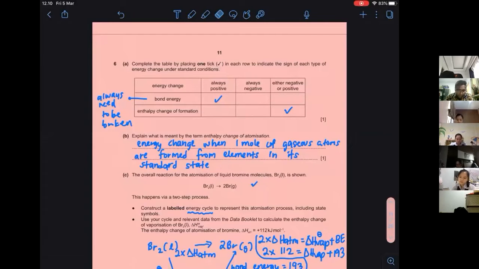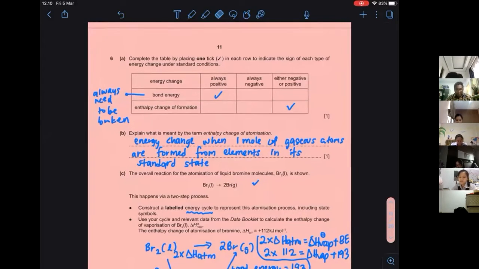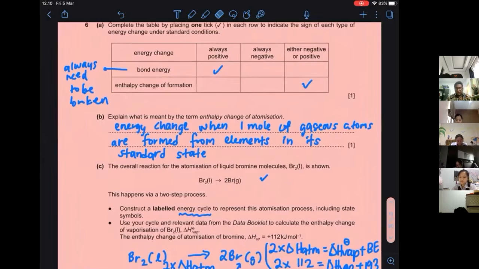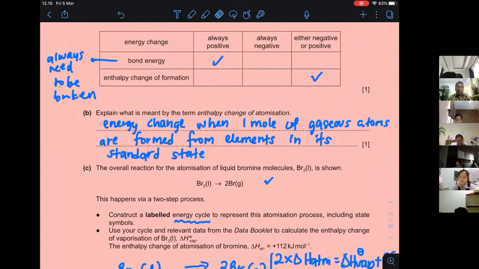Now for question number 6: complete the table by placing one tick in each row to indicate the sign of each type of energy under standard conditions. Here we can see the bond energy. You need to break bonds, so bonds always need to be broken. Therefore the bond energy is always going to be positive.